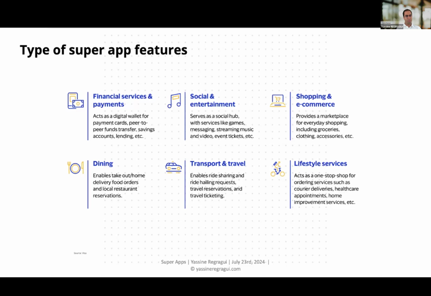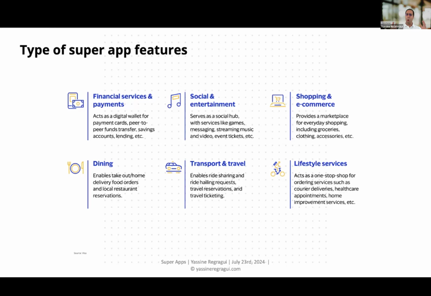Shopping and e-commerce. You have it, for example, with Paytm in India, or even Jumia in Africa. You have dining, the possibility to order food, etc. at home. For example, Grab and Gojek do offer it. Travel and transportation. Uber is an example. And then you have lifestyle services, and here I put all type of other services. For example, Groupon, for example, you have in China what we call Meituan, the possibility to order services directly online.